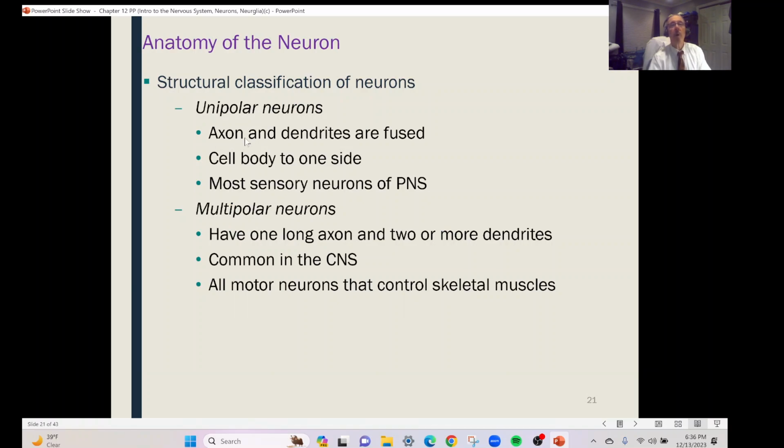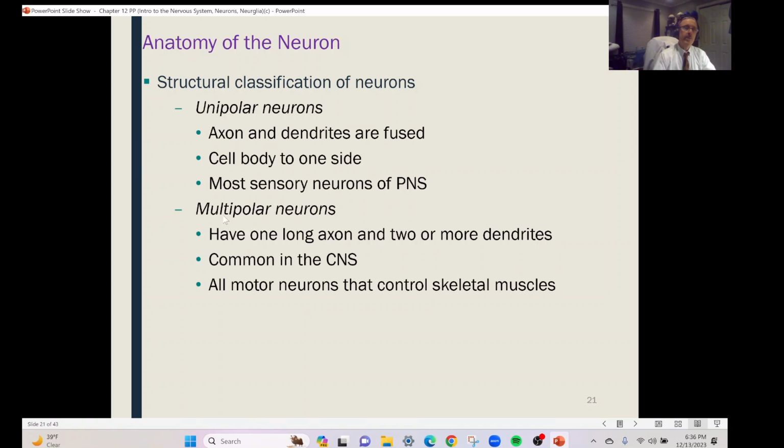Okay, so unipolar neurons have an axon and dendrites that are fused. The cell body is pushed off to one side, and as I said before, that cell body has one little process coming off of it. And as we mentioned just previously, the sensory neurons within the peripheral nervous system are going to be unipolar. And we'll look at that in a subsequent lesson.